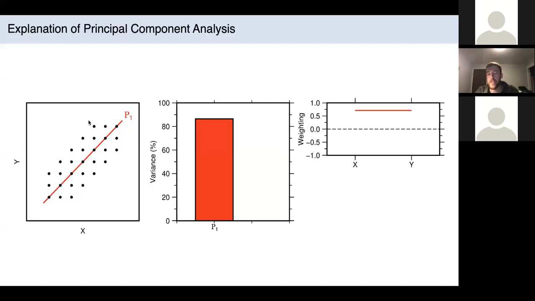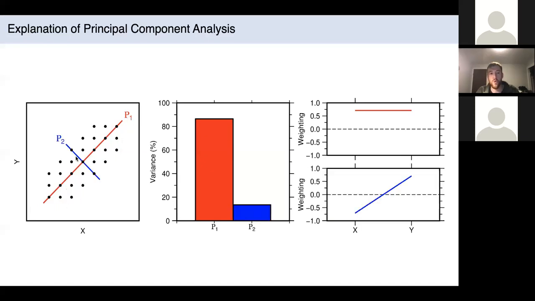And the weighting is essentially the gradient of the line. In this case, both X and Y have a positive weighting and they're equal. This means that if you move once in X, you move once in Y, and that describes the gradient of the line. All principal components are orthogonal to each other, or at 90 degrees to each other. So principal component 2 is 90 degrees to principal component 1. It describes the rest of the variance in the data set, and its weighting is negative in X and positive in Y. That means that a move of -1 in X is matched by a move of 1 in Y, and that describes the gradient of principal component 2.